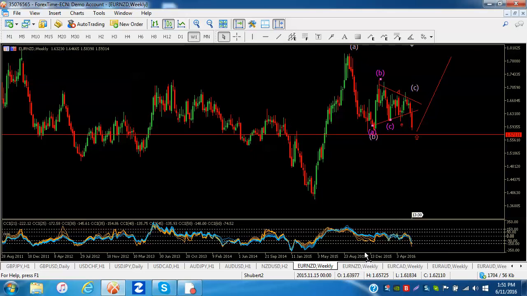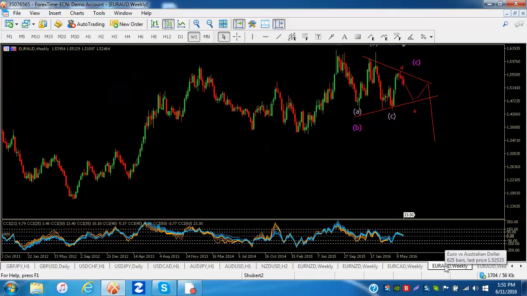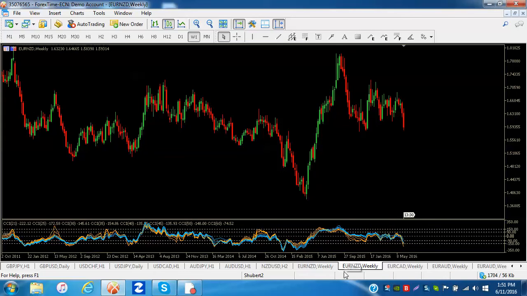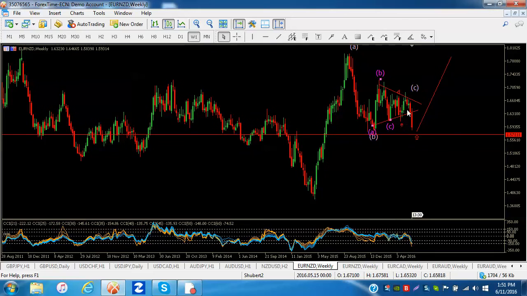Okay, so there's two different triangles. This one is still developing. This one is done, is finished, and is now very mature in its target. And once it gets to about here, we'll look for a move up on the Euro Kiwi.